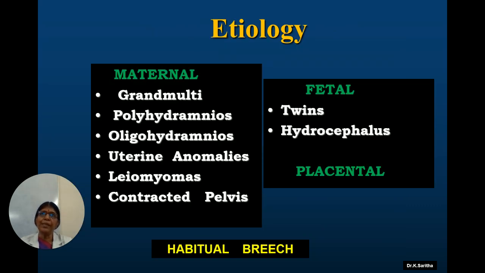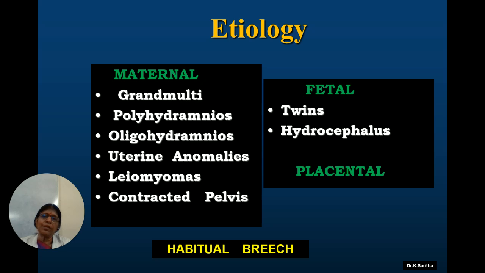Now coming to the etiology, you have the maternal, the fetal and the placental etiology. Maternal etiology: it can occur in a grand multi, because of the lax abdominal wall, and in polyhydramnios, because the baby has enough liquor to swim about, and with polyhydramnios, as you know, you have a lot of malpresentation. In oligohydramnios, because of the less liquor, the fetus is not able to swim back to the original cephalic position. Then uterine anomalies, especially a unicornuate or bicornuate uterus, can give a breech presentation, as can the presence of any leiomyomas or a contracted pelvis.